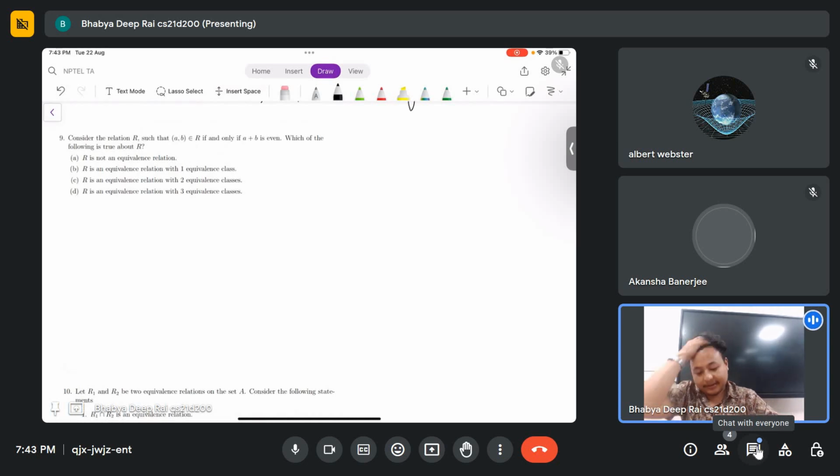Okay. So this is slightly, it's not very challenging also, but still. So please look at this question. Consider the relation R such that A is related to B if and only if A plus B is even. Which of the following is true about R? R is not an equivalence relation. R is an equivalence relation with one equivalence class.